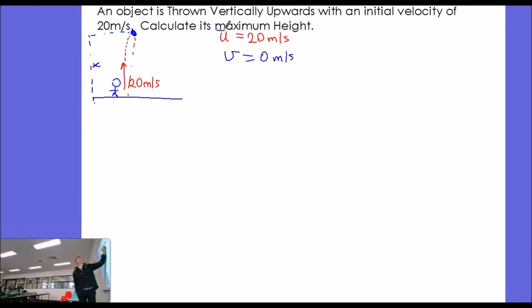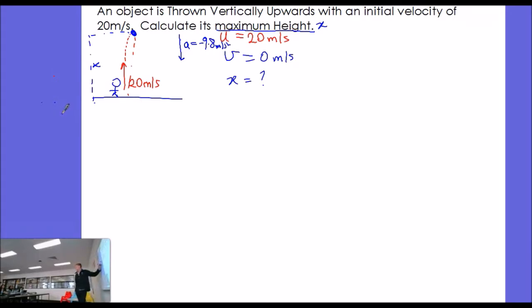Now, the goal is to determine a maximum height, so that could be thought of as a displacement from the ground, from where it started. What else do we know about the motion of this object? What will it experience? Yes, it's going to experience a deceleration. It's going to slow down. By how much? Well, it's going to have an acceleration in the downwards direction. We're going to have a negative 9.8 meters per second squared.